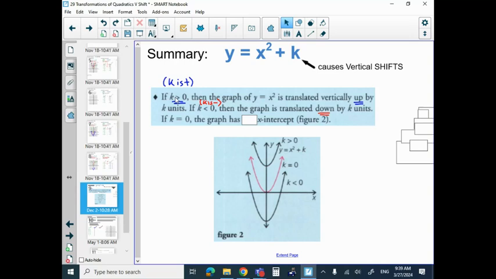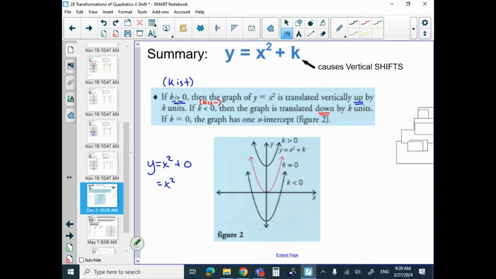And then if k equals 0, well, what would happen then? If k was 0, think about your equation. Y equals x squared plus 0 is just the same as x squared, right? So it's kind of silly to even state that one, but textbooks are silly sometimes. So that one, it would just be the regular graph.